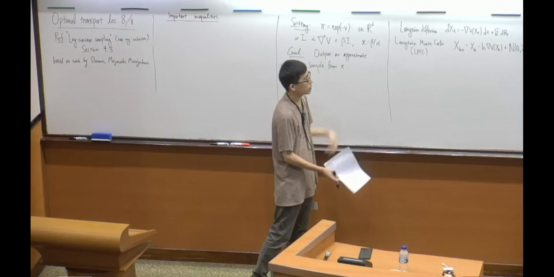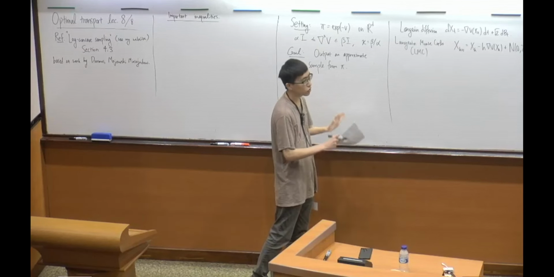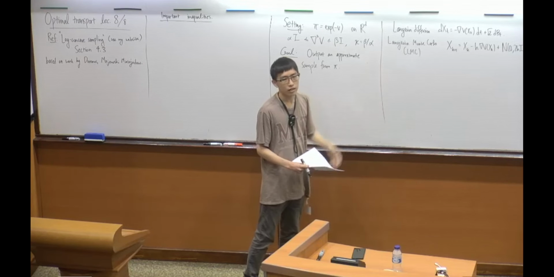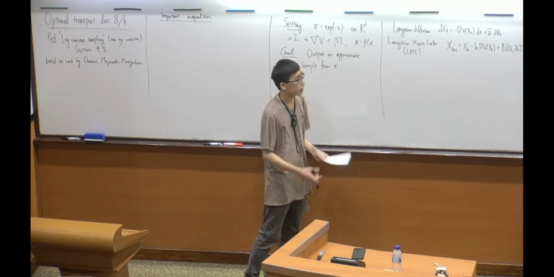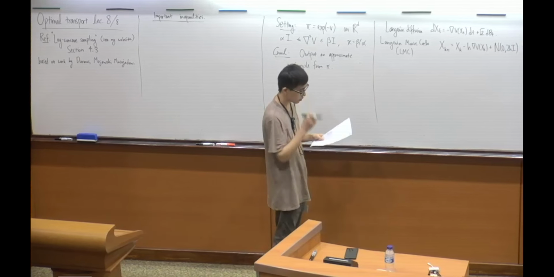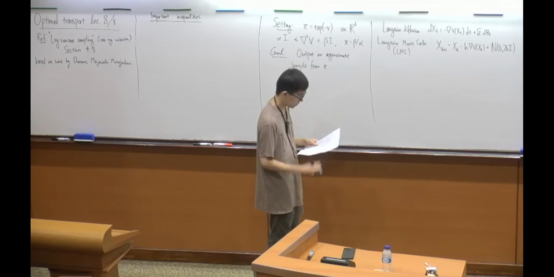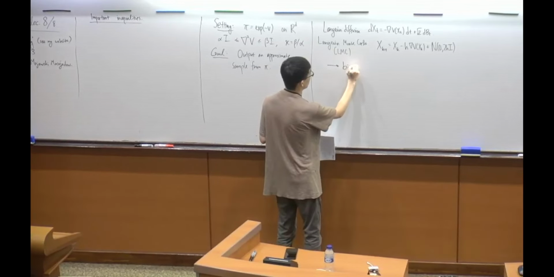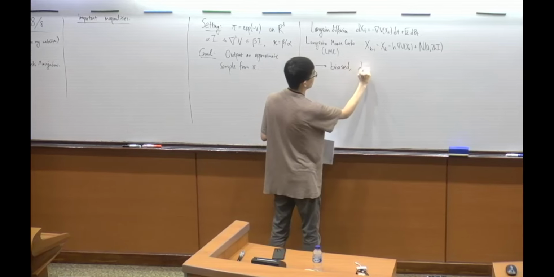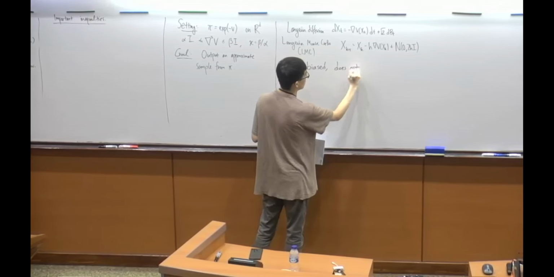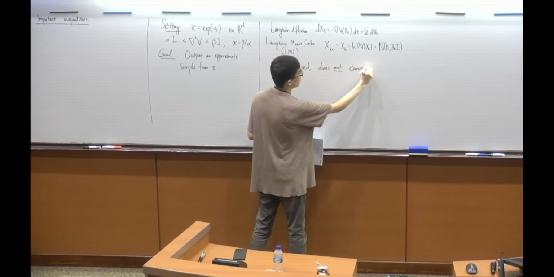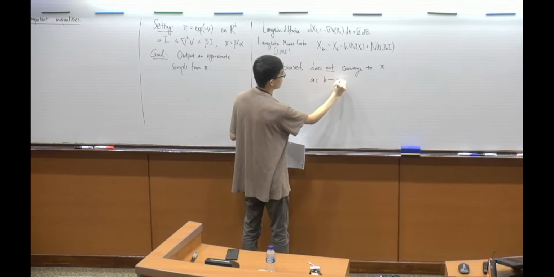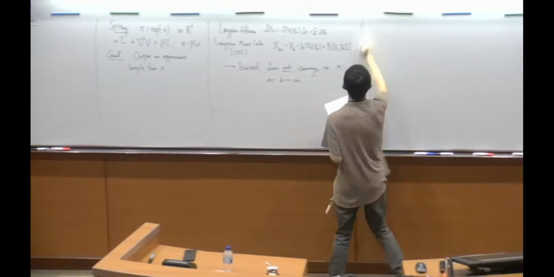But what the analysis will do is eventually control the size of the bias in terms of the step size h. And then you can at least argue that if you choose the step size h small enough, you can get arbitrarily good approximations to the distribution pi. So here's the note: this algorithm is biased, and does not converge to pi as the number of iterations tends to infinity.